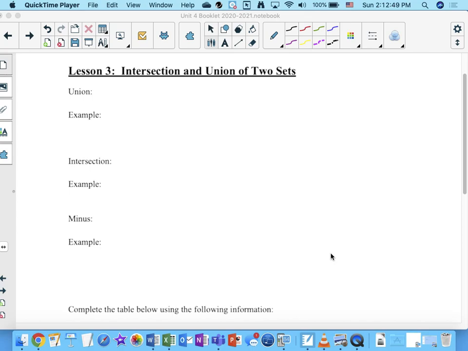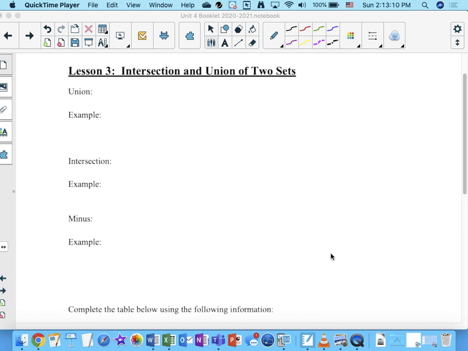Okay, so we're going to look at lesson 3 today, and we're going to start to look at some new vocabulary. Although we've sort of looked at what these look like on a Venn diagram before, we haven't necessarily looked at the precise language that we use within set theory to talk about these things. Okay, so the first thing that I want to discuss is something called the union.